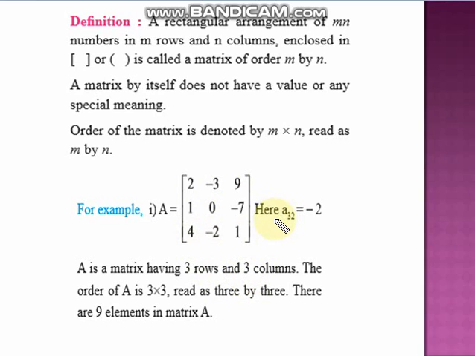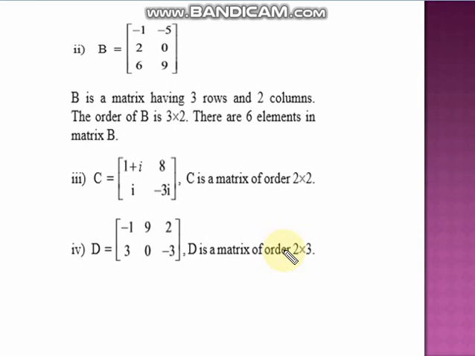Also you can see that here I have written A32 is equal to -2. This indicates the position of the element where it occurs. See, 3 2 means third row, second column. You can see -2 is in the third row and second column. There is a major difference between a determinant and a matrix: a determinant has a numerical value but a matrix does not have a numerical value. Remember it.